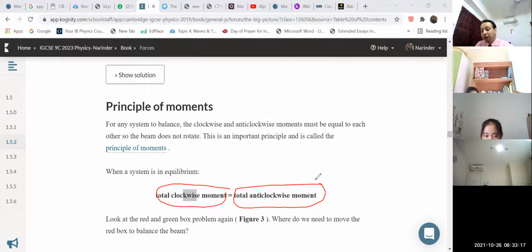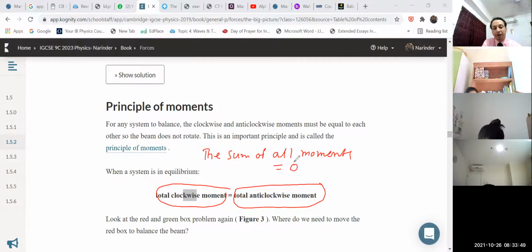The word total, they have used the word total. It's not only one object. You can find a situation that 2-3 objects are placed on the left hand side, 2-3 objects are placed on the right hand side of the pivot. So if the total clockwise moment and the total anti-clockwise moment are equal, you can write that the sum of all moments is equal to 0, then the condition is equilibrium.